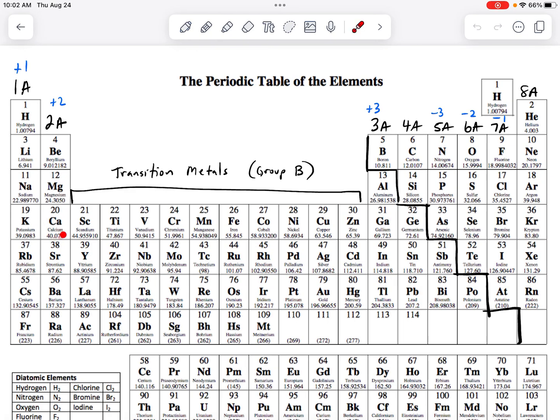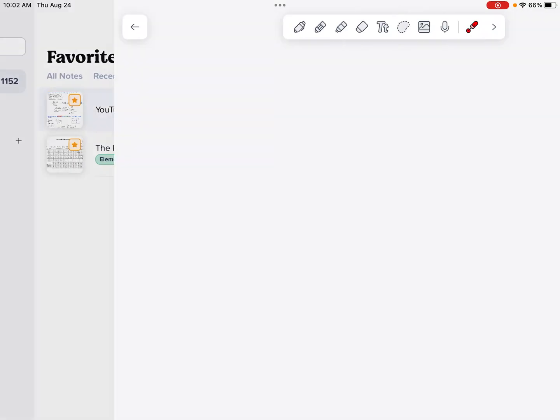All right, I'm going to look at calcium. Here's calcium. We should know at the top, this should be written in your periodic table. Calcium is in group 2A. It's going to have a +2 charge. Chlorine is on the right-hand side. It's in group 7A. It's going to have a -1 charge. So we're going to go back.